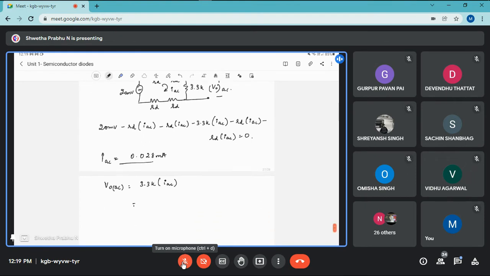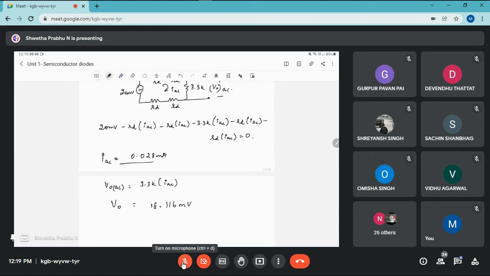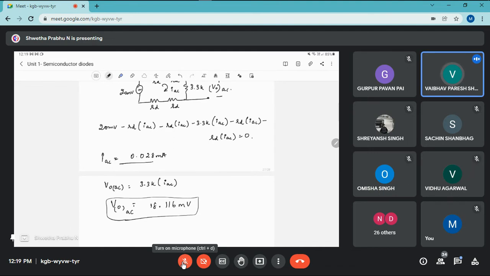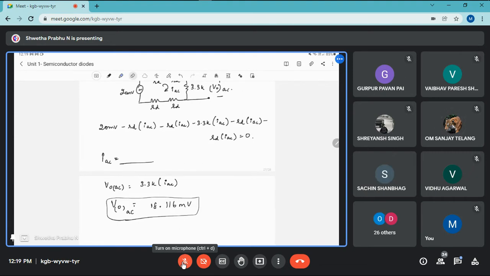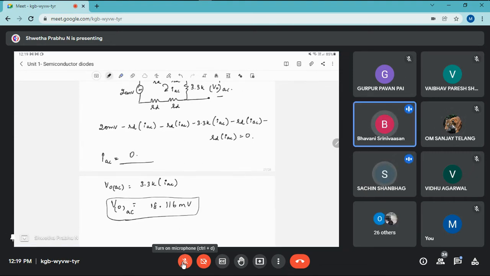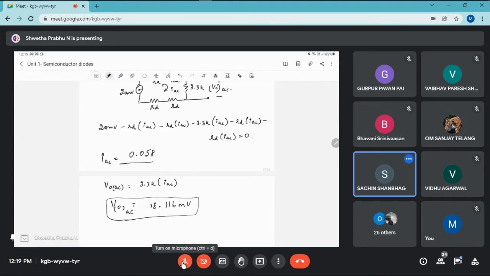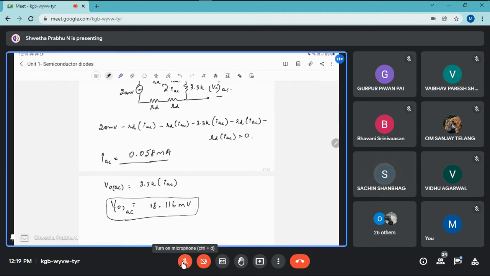No, please check, because I have only the output voltage answer with me, that is 18.116 millivolts. Ma'am, the IAC value I'm getting is 0.058 milliamps. Is it? Right, please check and tell me. How much are you getting? The same thing, 0.059 milliamps. Now it is correct.